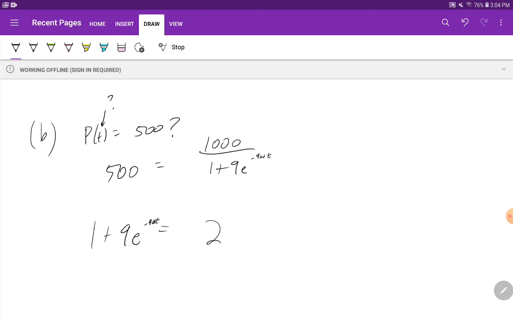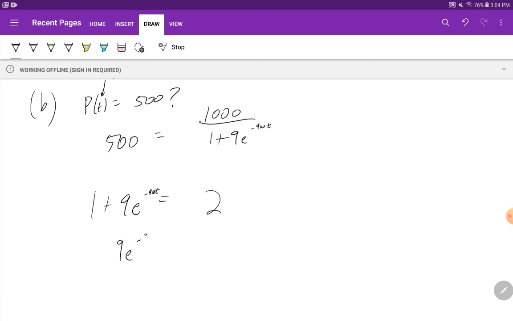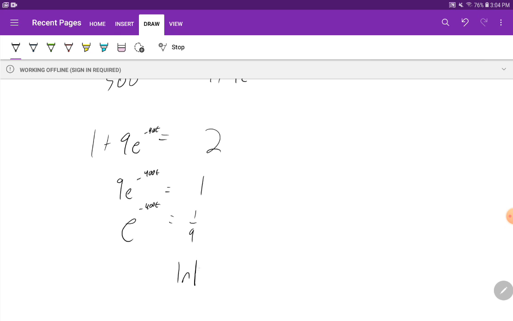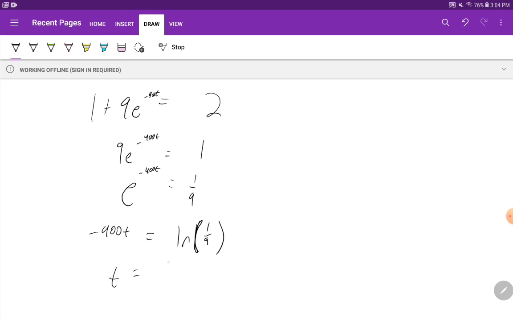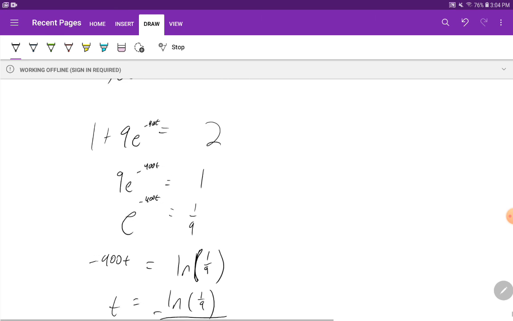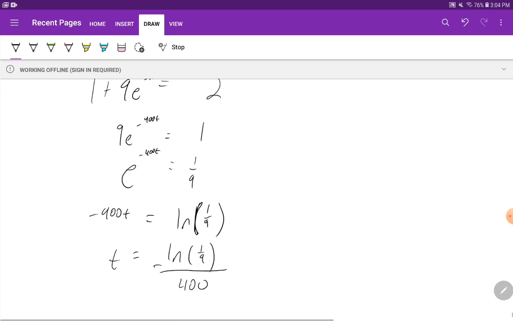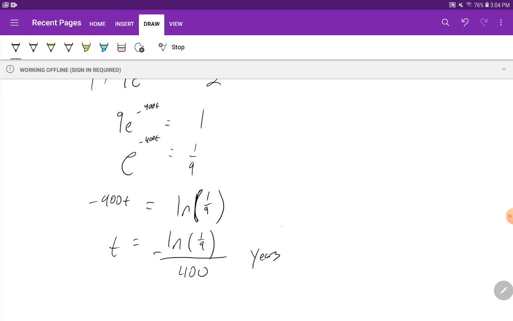Right, okay, just double checking my algebra here. We get 9e to the negative 400t is 1, and 1/9 is equal to e to the negative 400t. We ln both sides, don't need absolute values. Negative 400t, and t is ln of 1 over 9 divided by 400. Time, I think they go by years, so years. And you can leave your answer in that form.